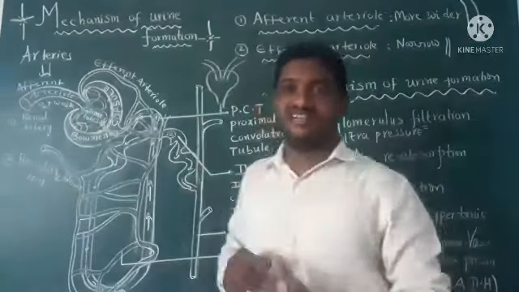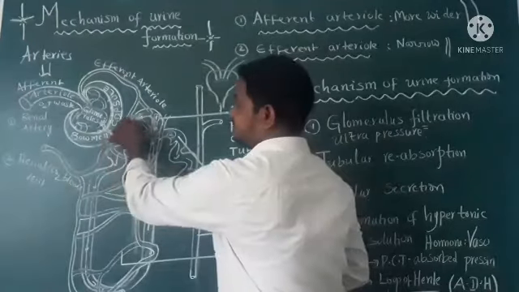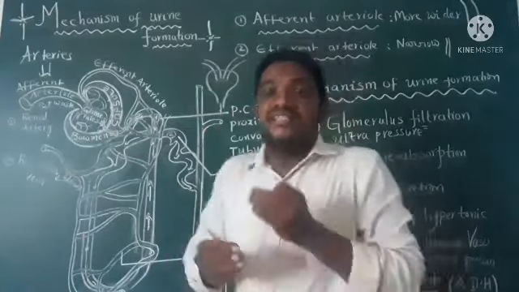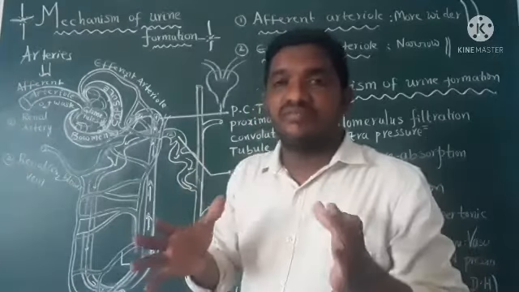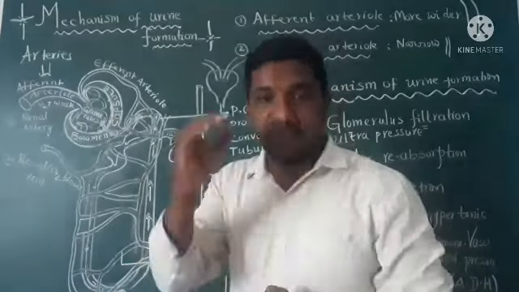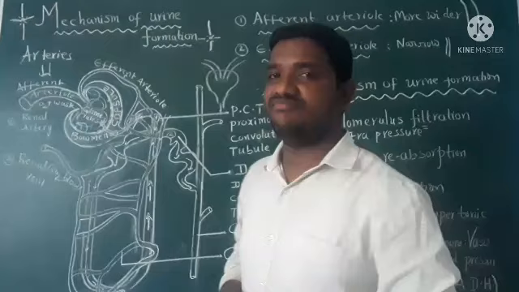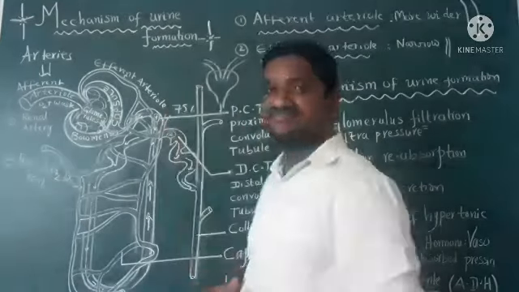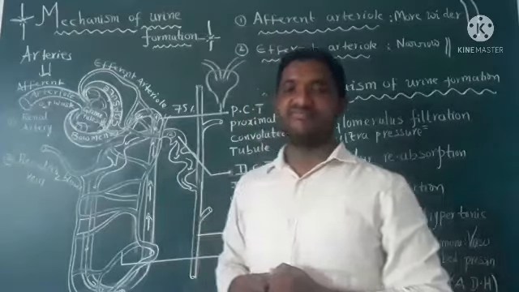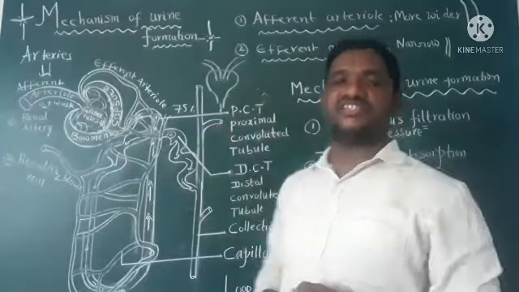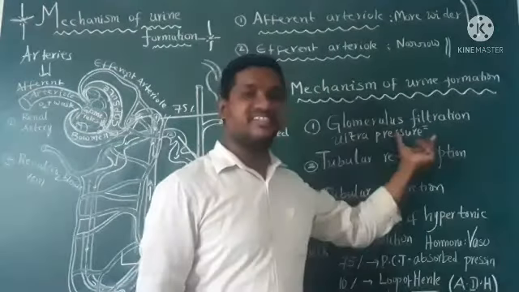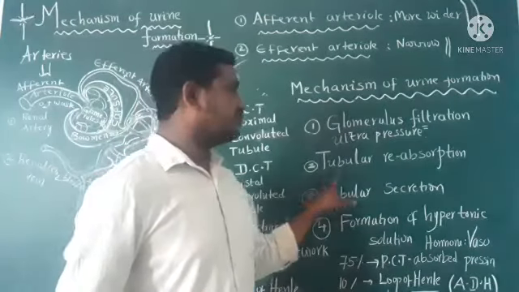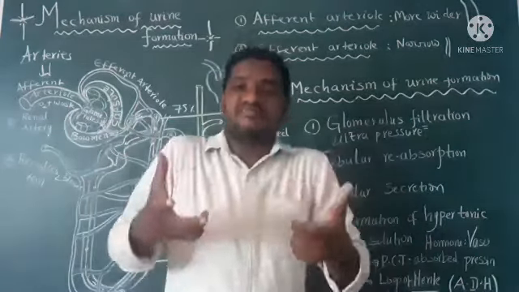Okay. Do you know, children, when these substances are passing through the PCT, the proximal convoluted tubule, 75% of water is absorbed by the PCT. It absorbs 75% of water. Remember, that is the first stage, glomerular filtration. Okay. Second one, tubular reabsorption.